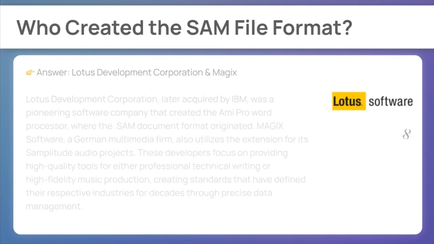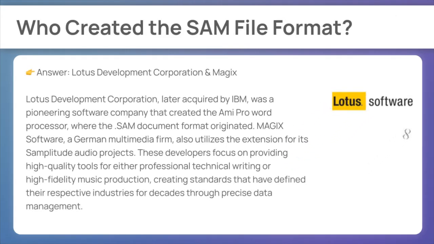Ami Pro SAM files utilize a proprietary binary format, making them accessible primarily through Ami Pro itself or compatible word processors. Samplitude .sam files also employ a proprietary format designed to efficiently store and manage complex audio project data. These files are typically not directly editable in standard text or hex editors.